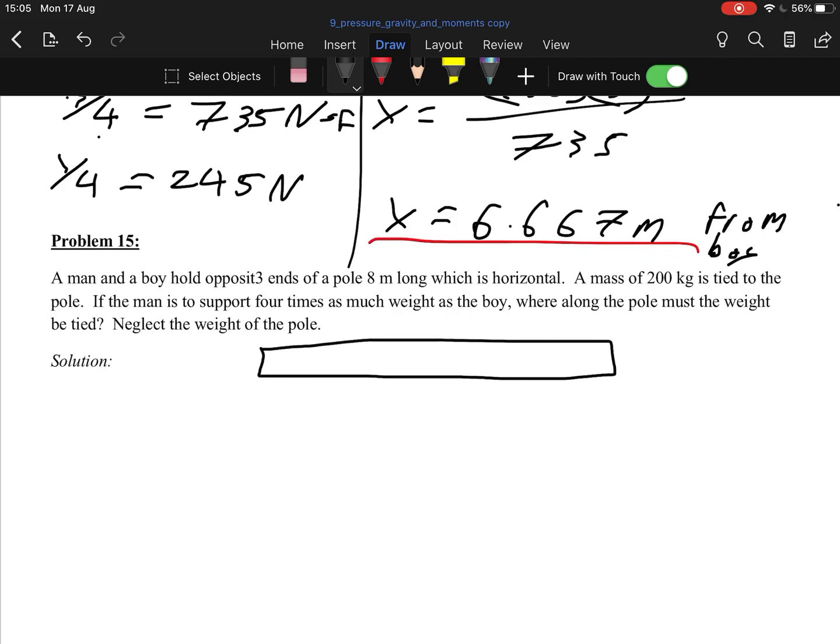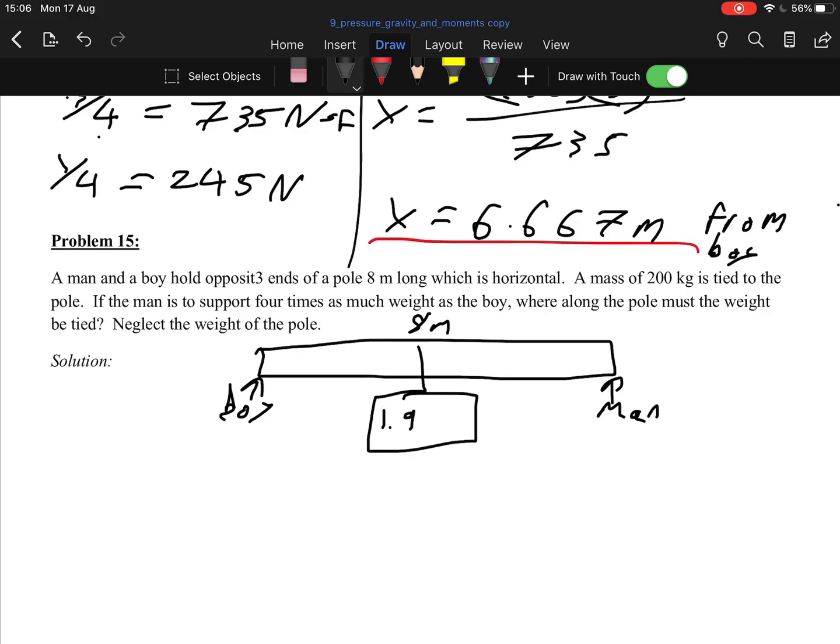Except slightly different, but it's the same thing. So there's a pole, it's 8 meters, the boy is at one end, and the man is at the other. A mass of 200 kgs is tied to the pole. Okay, so we have a mass of 200 kgs, so let me quickly fire that into the calculator. 200 times 9.8 will give us a value of 19,600.